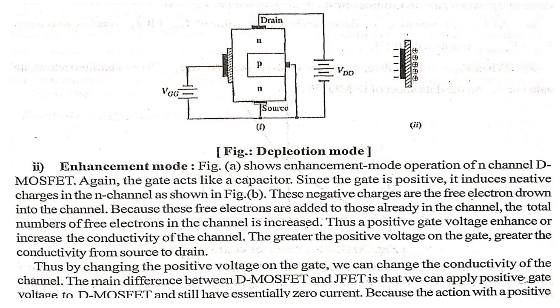Now the next type, that is enhancement mode. The figure shows enhancement mode operation of the N-channel D MOSFET. Again, the gate acts like a capacitor. Since the gate is positive, it induces negative charges in the N channel, as shown in figure B. These negative charges are the free electrons drawn into the channel.